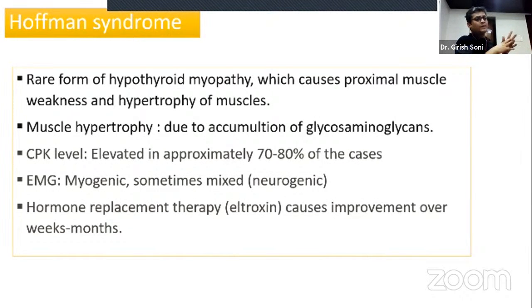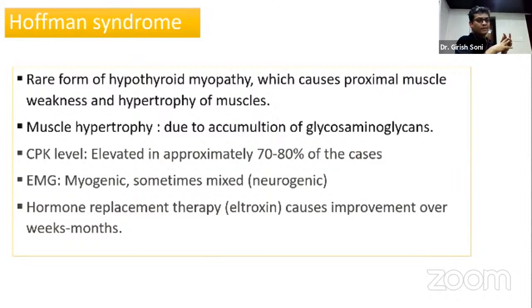Usually in many of these patients, CPK level and LDH level will be elevated. EMG usually shows myogenic potentials along with fibrillation potentials in some of the cases. Some of the patients can show neurogenic as well as myogenic changes on EMG. And the typical treatment is hormone replacement therapy.